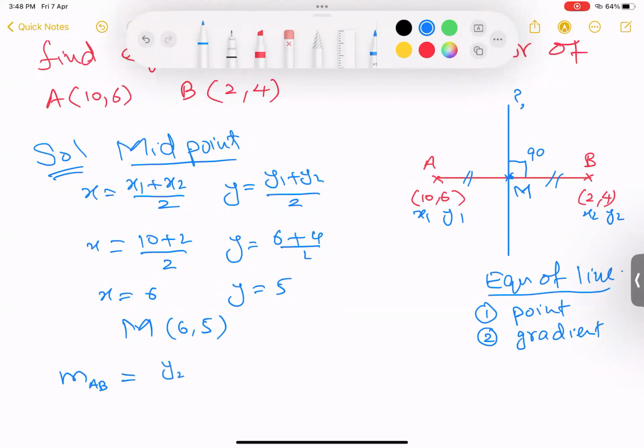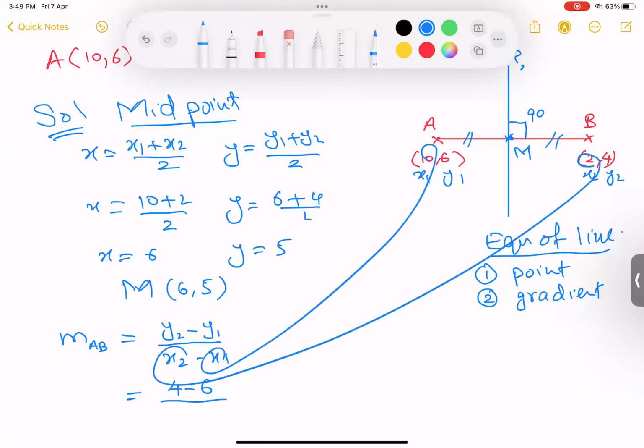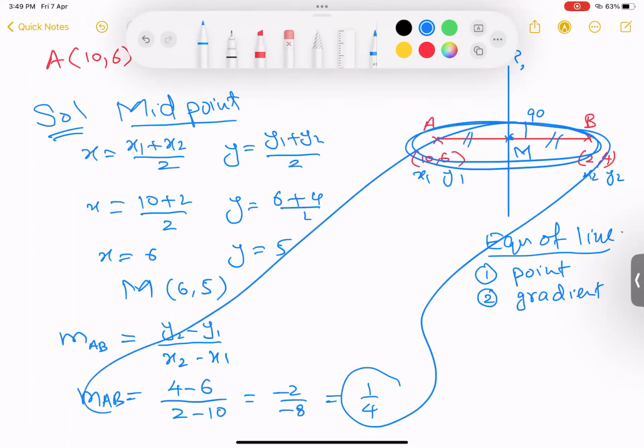And what is the formula? Basically, y2 minus y1 over x2 minus x1. And I am finding it. y2 is 4 and y1 is 6, so 4 minus 6, and x2 is 2 and x1 is 10, so 2 minus 10. I got negative 2 over negative 8, and the negatives cancel, so I got 1 upon 4. So the gradient of AB, the red color line, is 1 by 4.